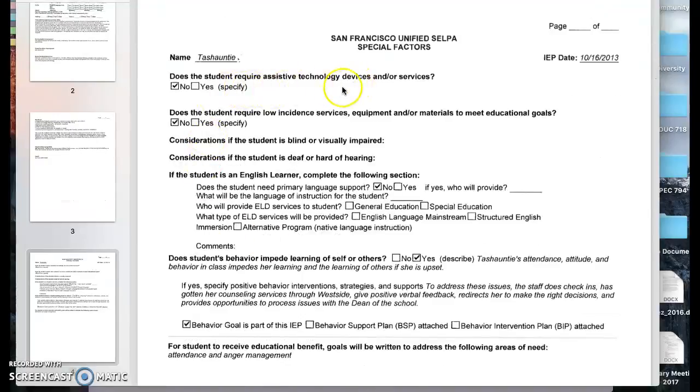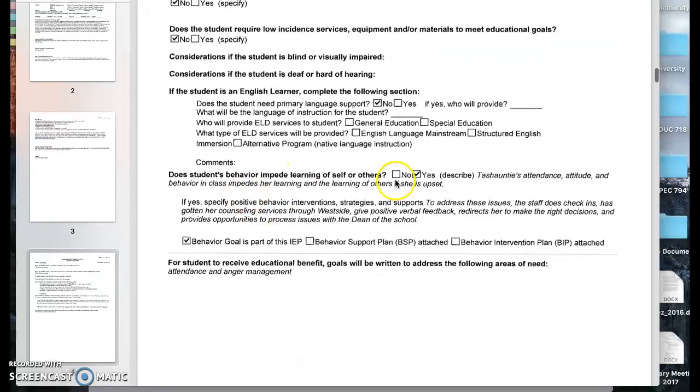The next piece is around assistive technology. The student didn't need any other equipment, and she is not an English language learner, and her behavior does impede her learning or others' learning. And it says her attendance, attitude, and behavior in class impedes her learning and the learning of others if she's upset. So to address these issues, the staff does check-ins, has gotten her counseling services, has given positive verbal feedback, redirects her to make the right decision, and provides opportunities to process issues with the dean of the school. And she does have behavior goals.